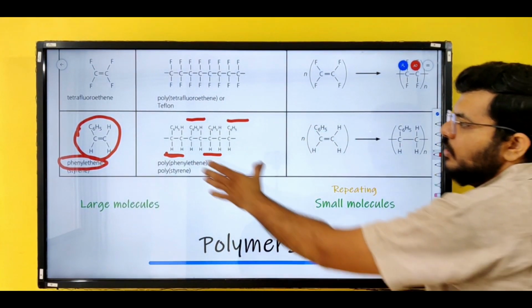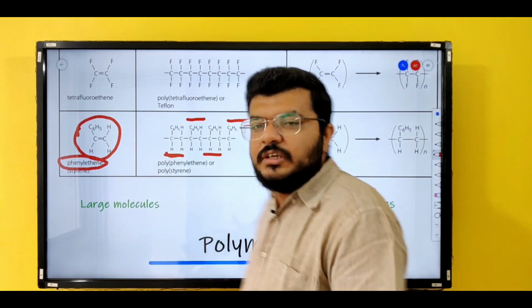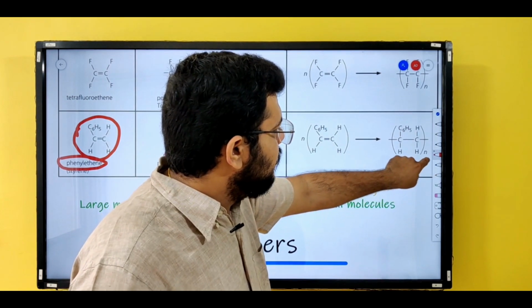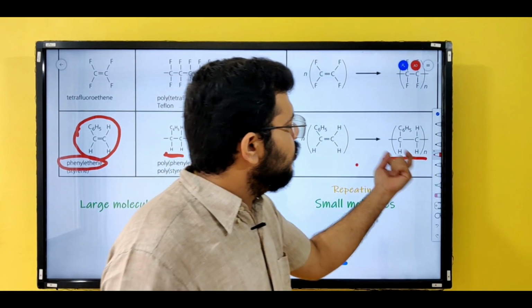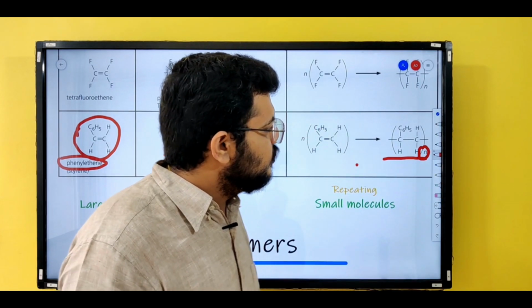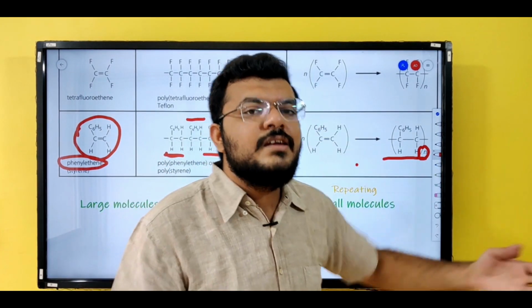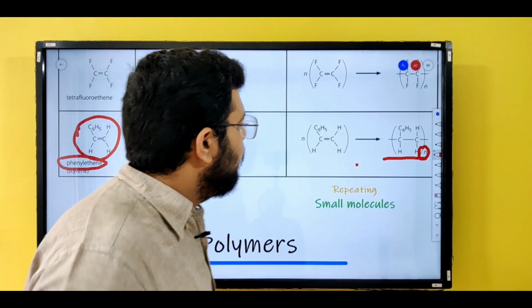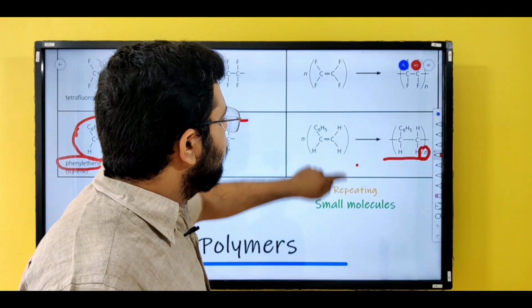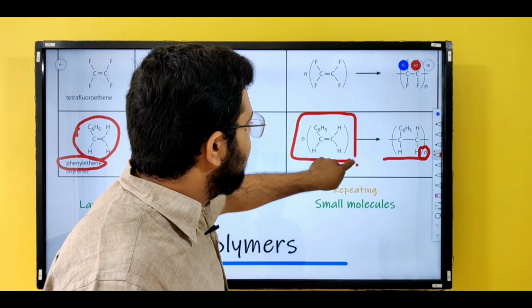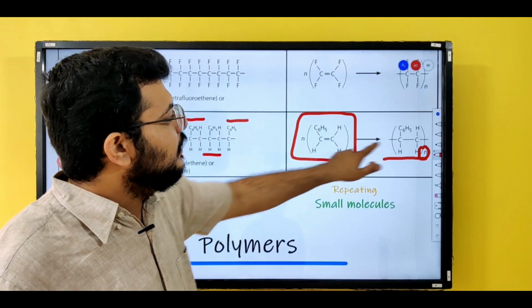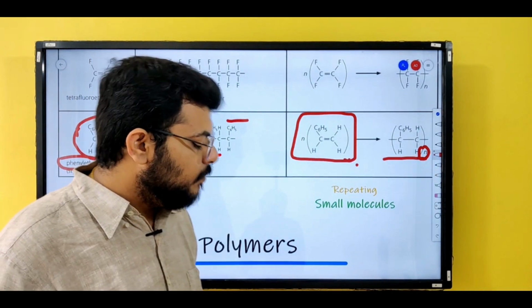How does it look? It looks like this, but we can't draw 10,000 molecules at one go, right? It's not possible, it's not logical. So what do we do? We show the monomer, the repeating unit, and then we write n here. We show that this is repeated n number of times, which makes the polymer. And how do we show it? These molecules combine n times, 10,000 times, 20,000 times, whatever number of times, and they make this. This is the polymer.